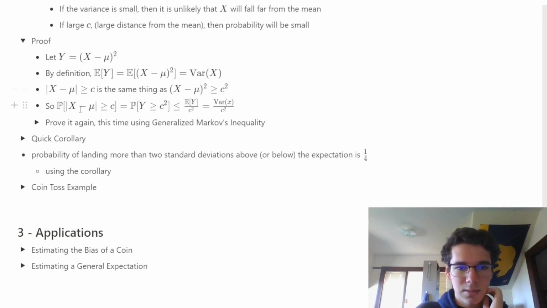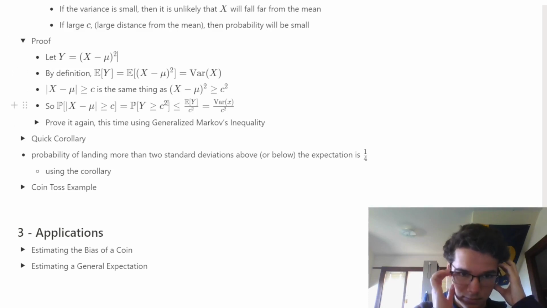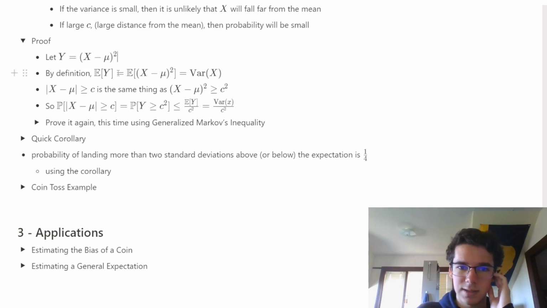Okay, so the probability that this is greater than or equal to c is the same as the probability that this squared is greater than or equal to c squared. Plugging in the values and using Markov's inequality, we can then expand out this expected value of y to just the variance of x, as we defined up here.